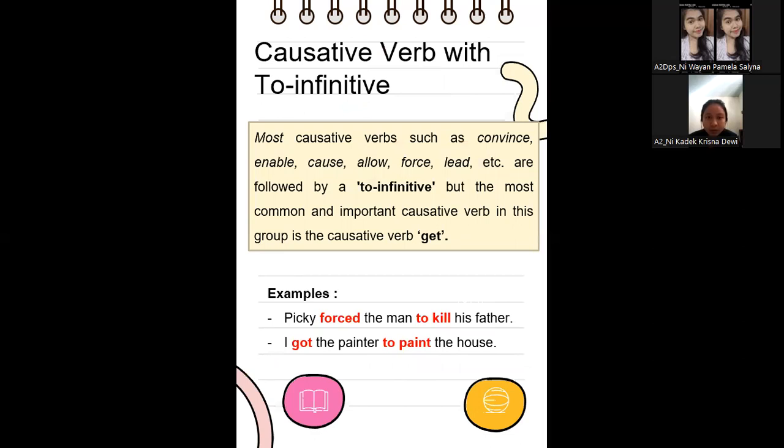Okay, the next topic is causative verb with to infinitive. Most causative verbs such as convince, enable, cause, allow, force, etc. are followed by to infinitive, but the most common and important causative verb in this group is the causative verb get. For example, number one, Vicky forced the man to kill his father. Number two, I got the painter to paint the house.